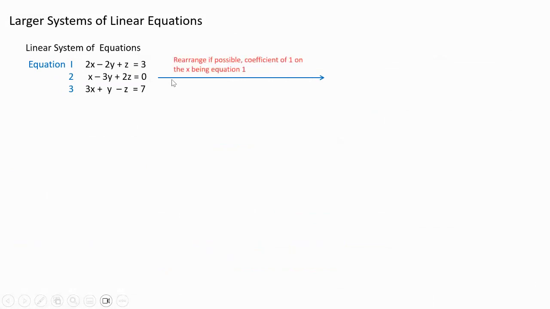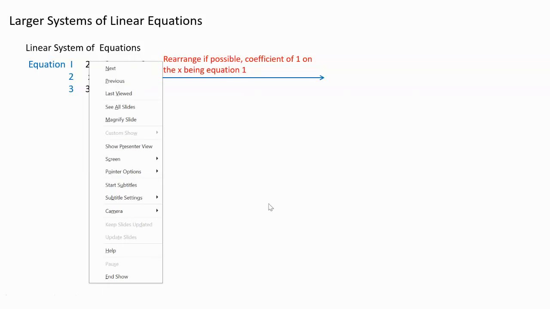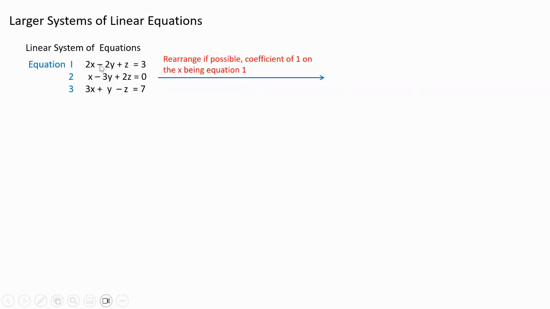Guys, to solve it with this method, it's always wise to rearrange them, because we want the equation that has an x coefficient of 1 to be equation 1, because the work will be much easier. So if you have a system with 3 equations, you always want the one with a coefficient of 1 for the x to be equation 1. Okay, so let's rearrange it. I just switched equations 1 and 2. That's all I did.